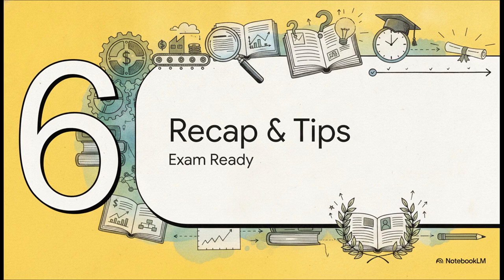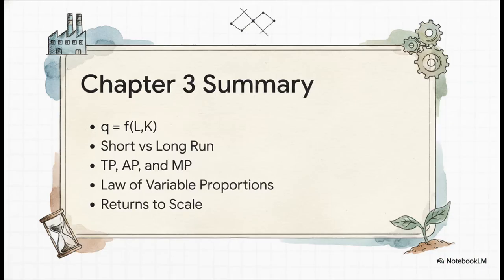Section 6. Quick recap and exam tips. We've covered some incredible ground today, so let's tie it all together. Here's your entire chapter summarized. Production is just inputs to outputs. The short run is defined by having fixed factors, while the long run means everything is variable. We measure our success using total, average, and marginal product. Don't forget the crowded farm analogy for the law of variable proportions. Eventually, marginal product has to fall. And finally, in the long run, we scale up, looking at increasing, constant, or decreasing returns to scale.